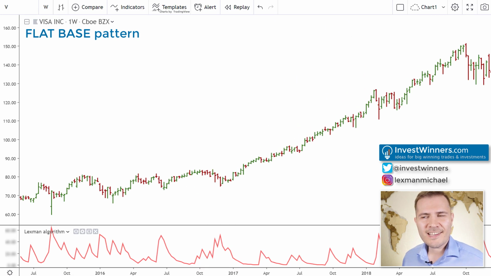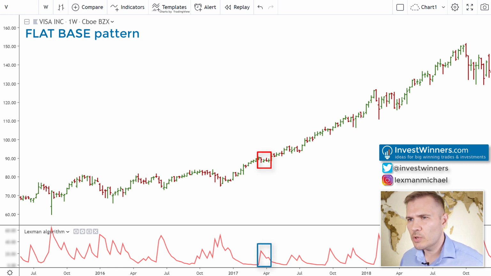Now let's move on to stocks. This is the Visa stock weekly chart. In approximately mid-March 2017, after a good upward trend, Visa stock entered a flat base. The Lexman algorithm showed that big capital was in the game.